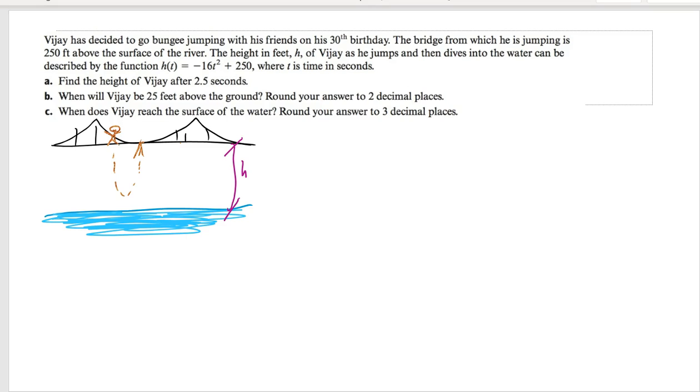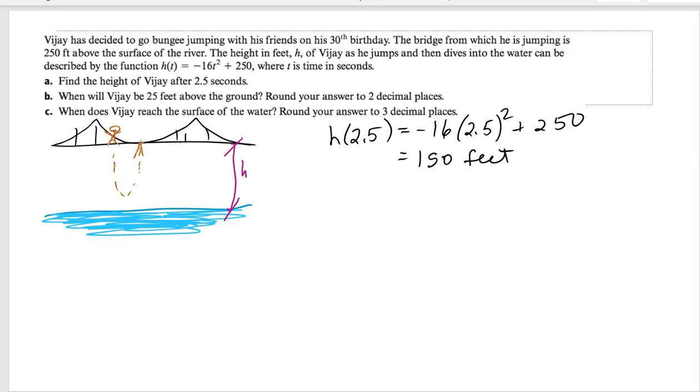Part A says find the height of VJ after 2.5 seconds. So this is simply, we're going to evaluate our function, which is at 2.5. So at 2.5 seconds, he'll be 150 feet above the water. B asks when he'll be 25 feet above the ground. I think actually they really mean above the water surface. So let's take our function now, and we know that h of t is equal to the height above the water. So we're going to say this is going to be 25.